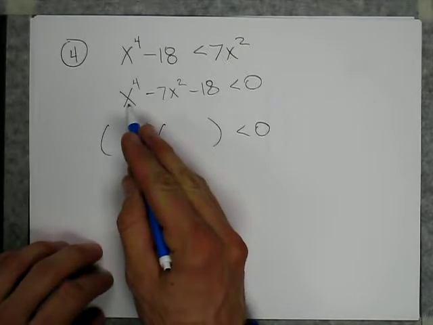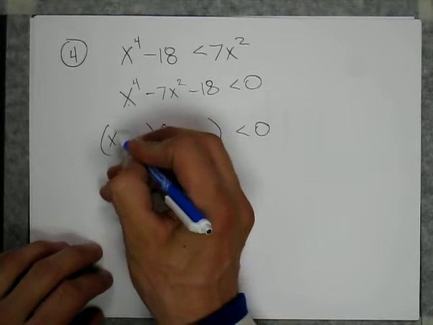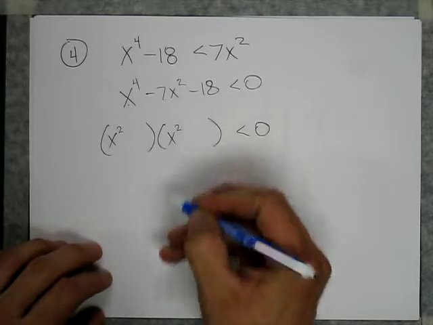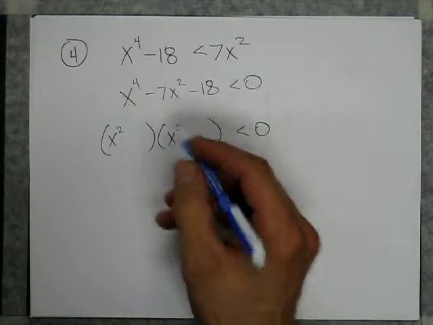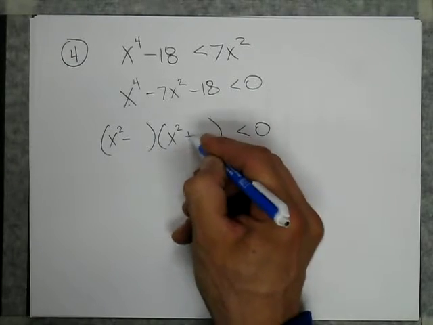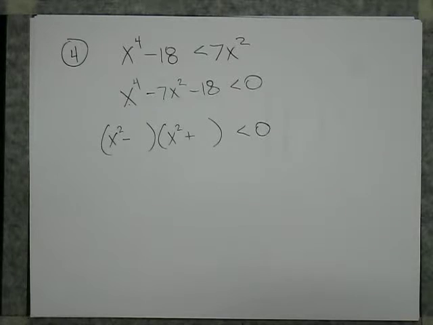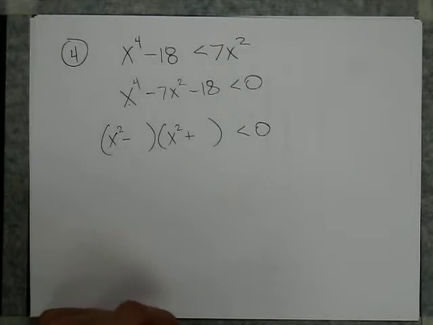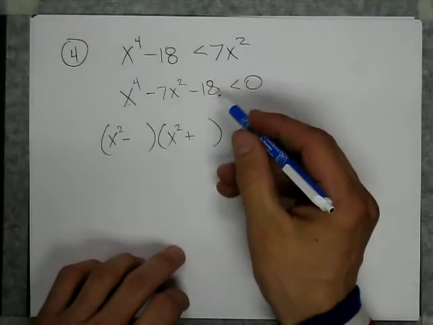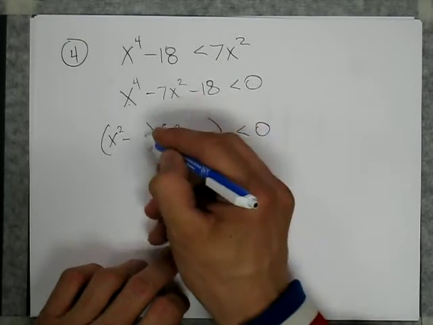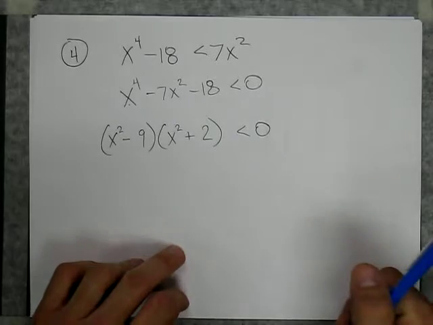So remember, if this is x to the 4th, that's x squared. We know we're going to have an x squared, and then we know we're going to have a minus. We're going to have a plus. You could put plus or minus, plus then minus. It's fine. Okay, and then we put, what do you want to do? Negative 9, positive 2. Alright.